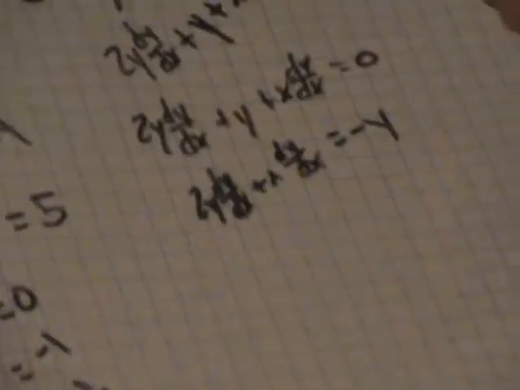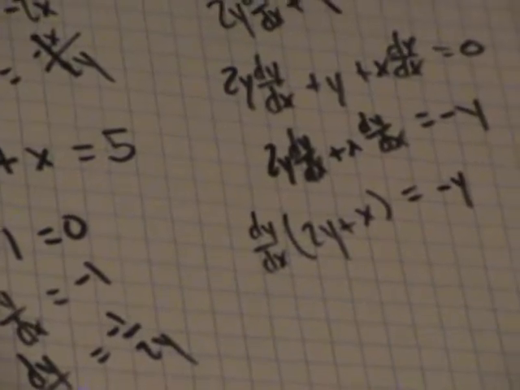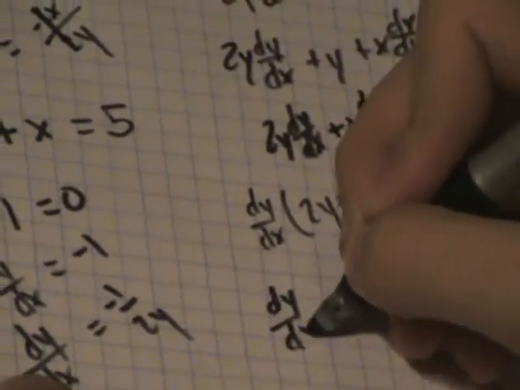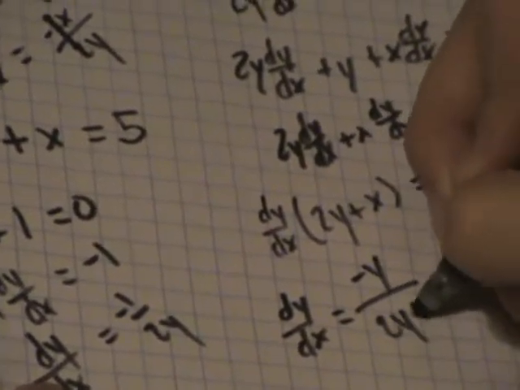Now, you can look at dy/dx as its own variable, so you could do dy/dx times 2y plus x equals negative y. My bad. Yeah. And then just divide by the 2y plus x. And you're going to get dy/dx equals negative y over 2y plus x.